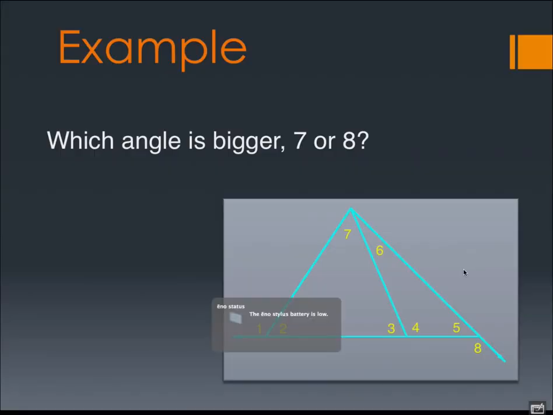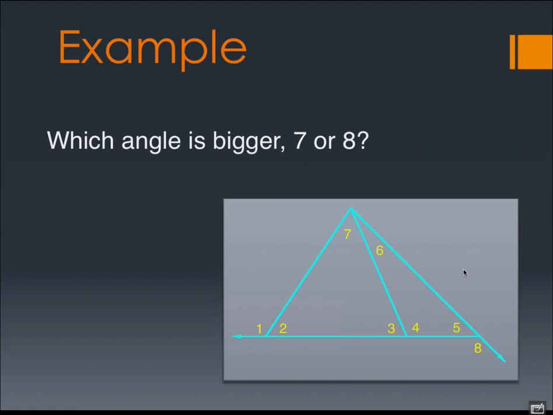All right, Emmett, what do you got? 8 is greater than 7 because 7 is an interior angle and 8 is an exterior angle. No. There's two ways to solve the problem.